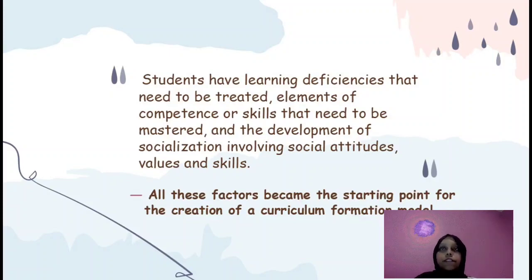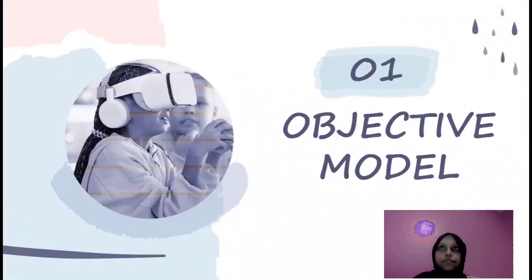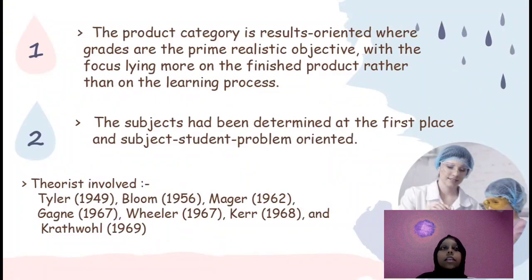Let's move on to the first model, which is the objective model, presented by the Tyler and Taba model as the example. This model is results oriented, where every grade is the prime realistic objective, with the focus lying more on the finished product rather than on the learning process itself. So they focus more on the outcome of the learning instead of how they conduct the learning itself.